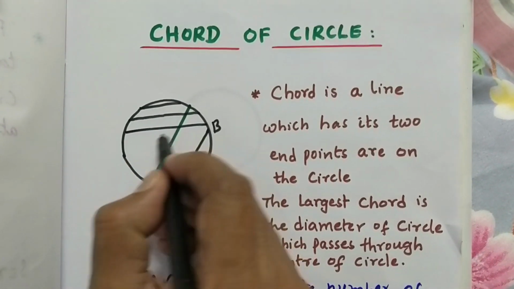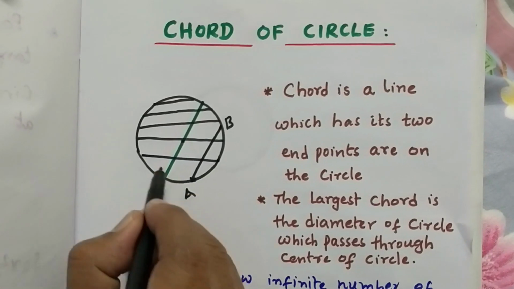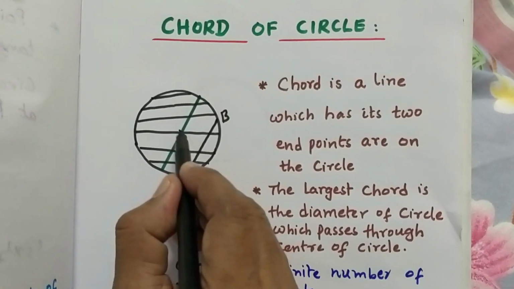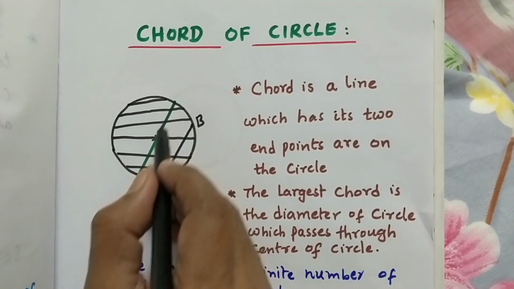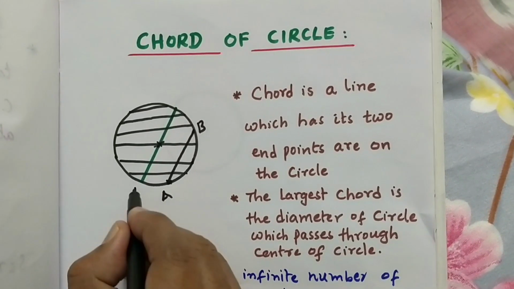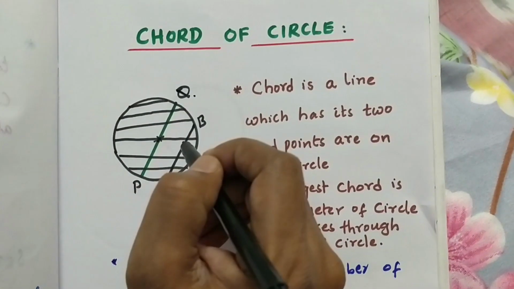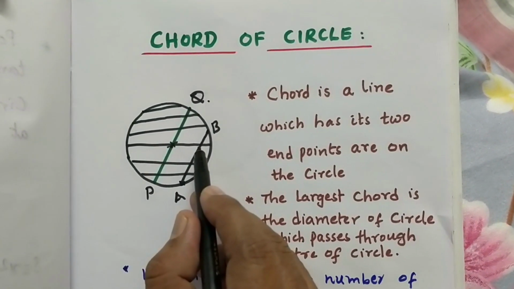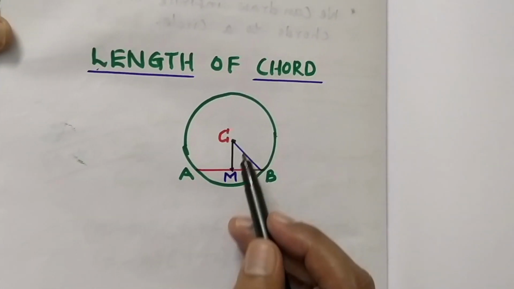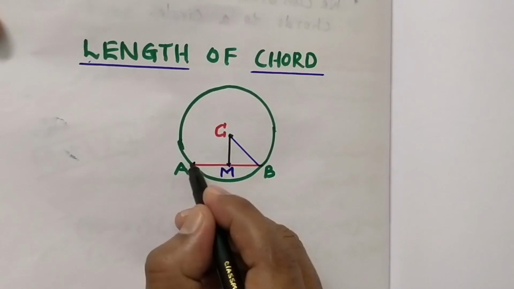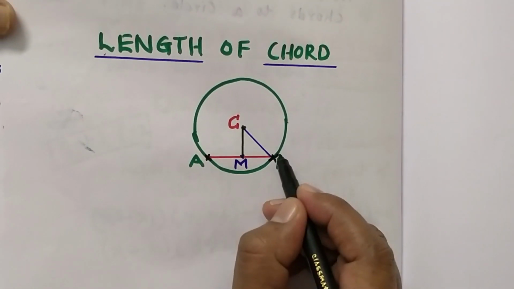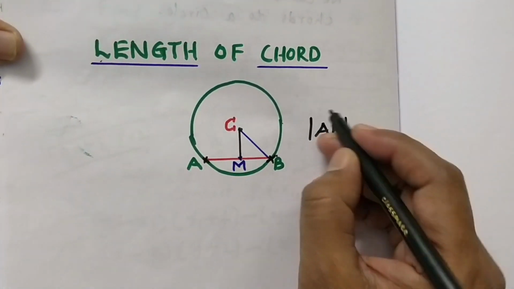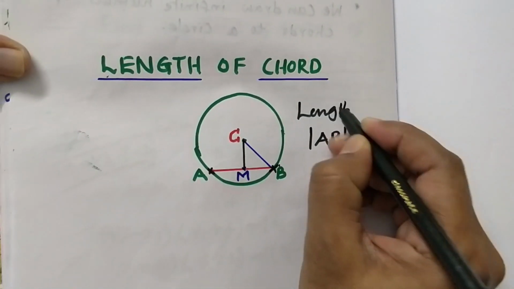In this, which one is the biggest? In lower classes you learned that the line passing through the center is called the largest chord. Are all the chords equal? No, they are different in size. How can you find the length of a chord? That is the distance between these 2 points A and B. Mod AB is the length of the chord.